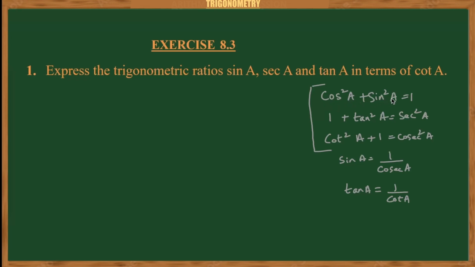Cos square A plus sin square A is equal to 1. 1 plus tan square A is equal to secant square A. Cot square A plus 1 is equal to cosecant square A. So these formulas will be utilized in the entire exercise to solve this trigonometric exercise. As we proceed, we'll talk about in detail how we can utilize them, and also some of the identities like sin A is the inverse of cosec A, tan A is the inverse of cot A. So let's start our first question.